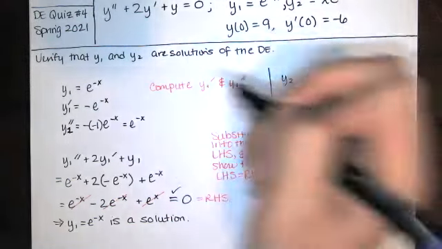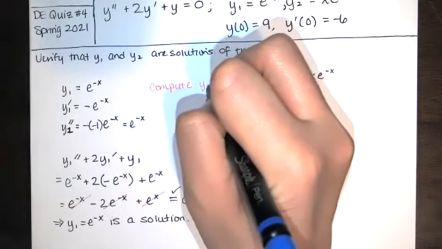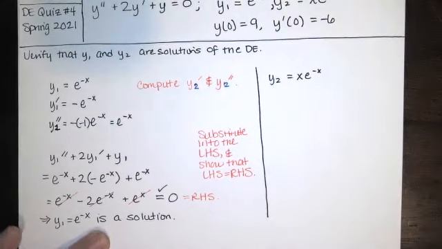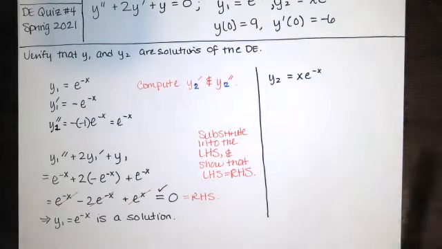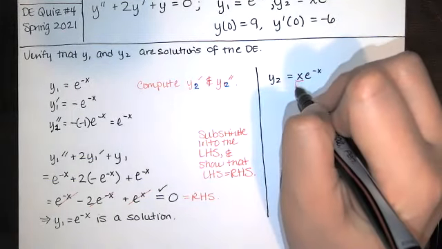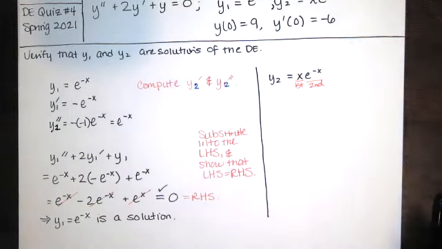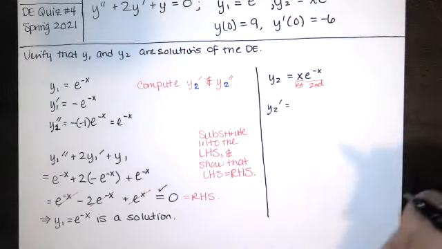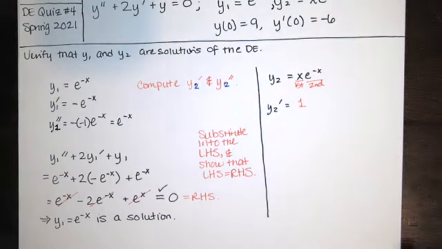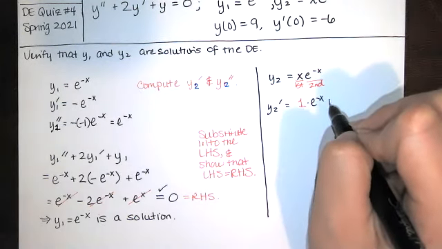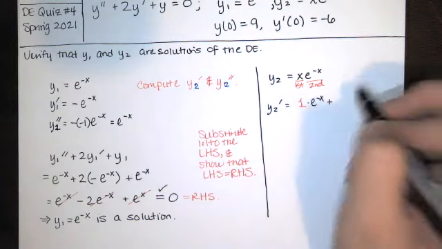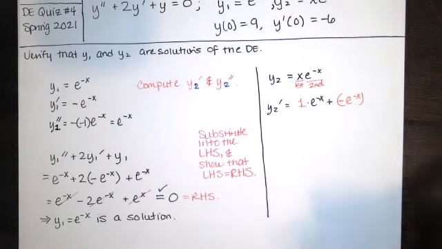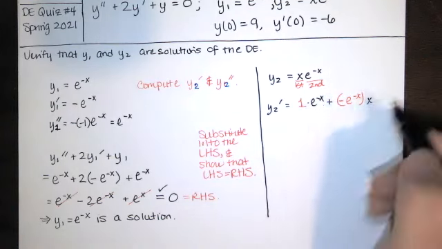So now I'm going to just use the same steps over here, but I'm going to do y2 prime and y2 double prime, and then we'll substitute into the left-hand side and show that the left-hand side equals the right-hand side. But this time when we take the derivative, we've got to use the product rule. So I've got a function of x times a function of x. The derivative of a product is derivative of the first. Derivative of x is 1 times the second, undifferentiated, plus the derivative of the second. Derivative of e to some power is e to that power times the derivative of the inside, which is negative 1, times the first. And if you want, you can factor out the exponential.